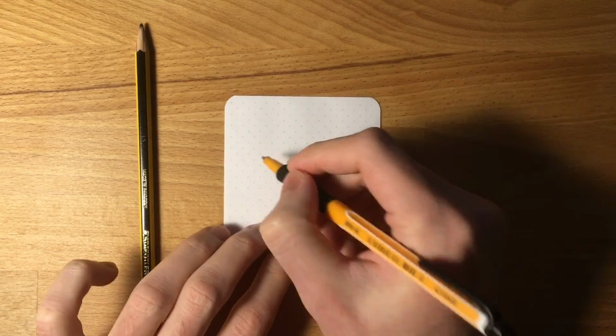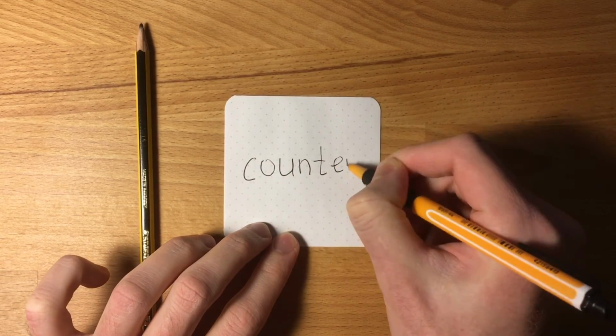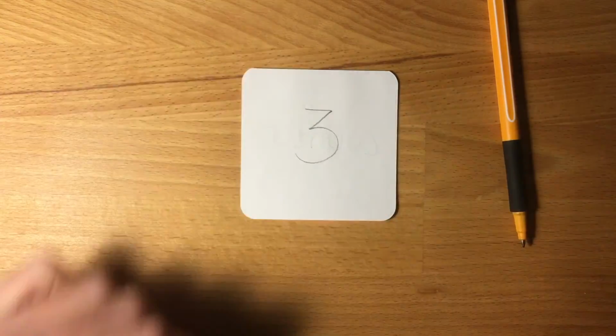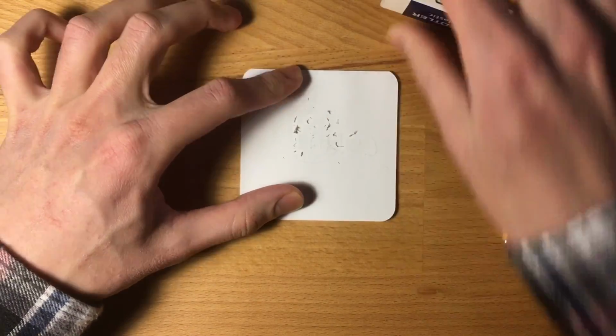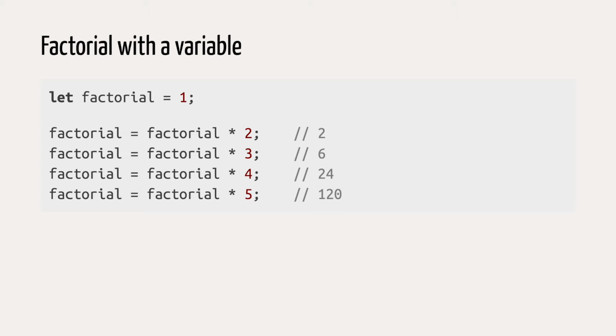Think of a variable as a piece of paper with a name written with a pen but a value written with a pencil. At any moment you can replace the value with a different one. We can calculate a factorial with a variable like so. Creating a variable is easy. It looks like a constant, but instead of const, we say let.